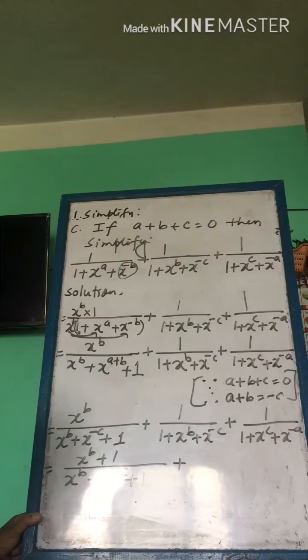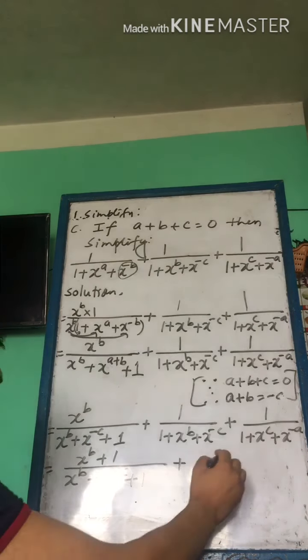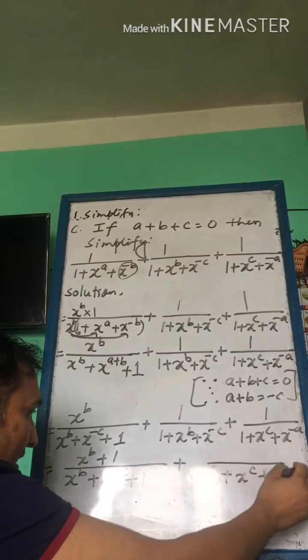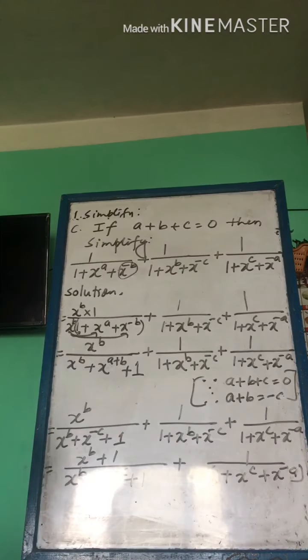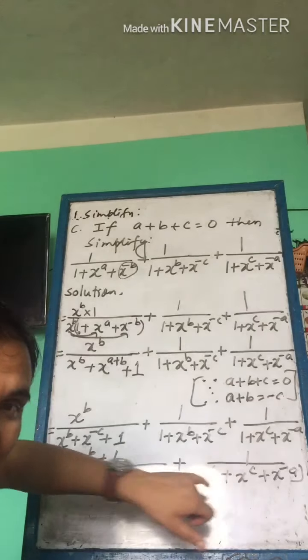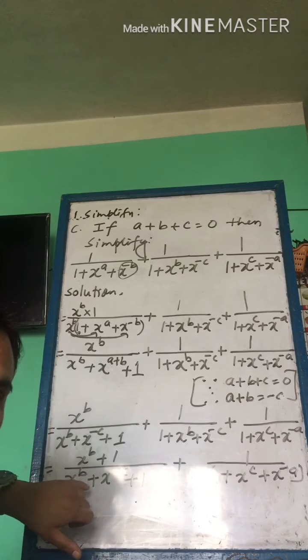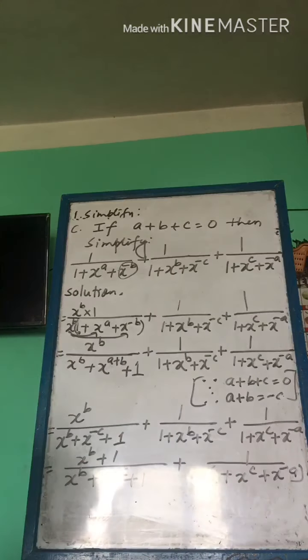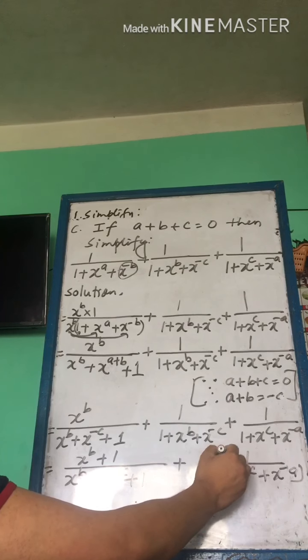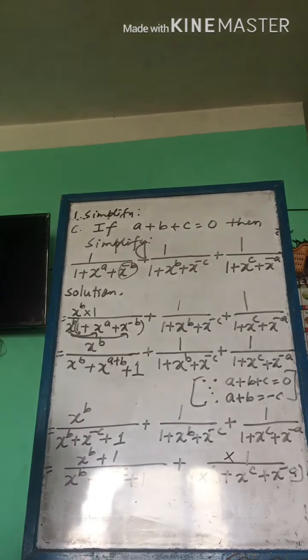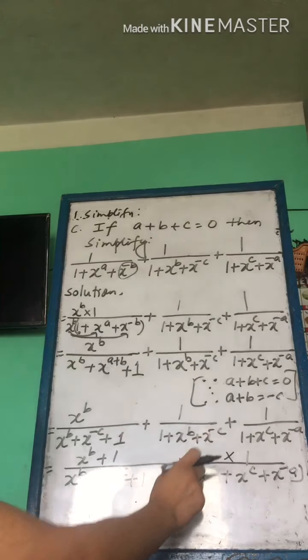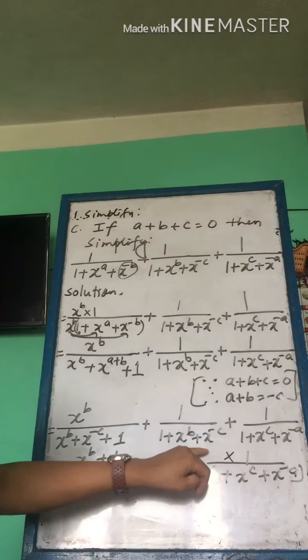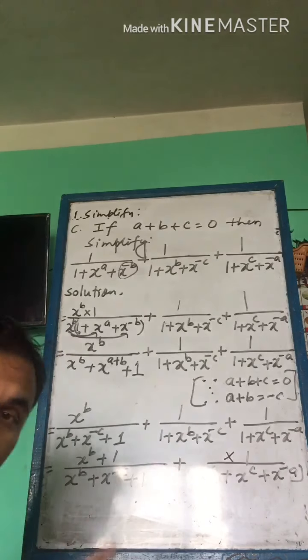Plus, now let us see this: 1 plus x to the power c plus x to the power minus a is there, no? Now, here also, let us try to make these two fractions as like fractions. Means, let us have the same denominator as here. For that, you have to multiply its numerator and denominator by the same quantity. By how much do you have to multiply so that the denominator will be same?